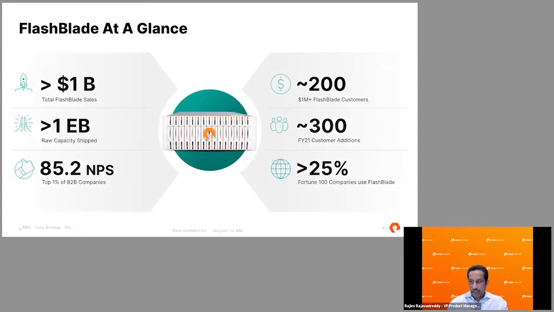These are a sample of our business metrics. We are well over $1 billion in cumulative revenue to date. We haven't announced our earnings yet, so that number will only get bigger. And we've shipped well over an exabyte of capacity.